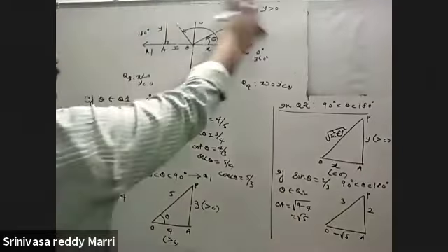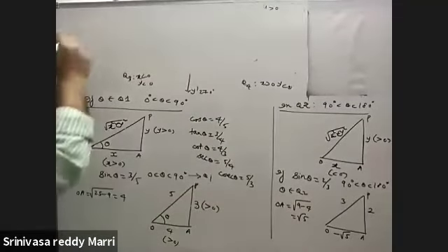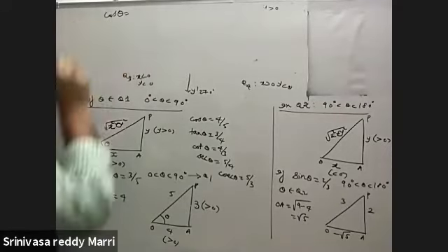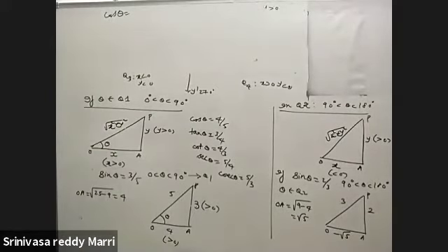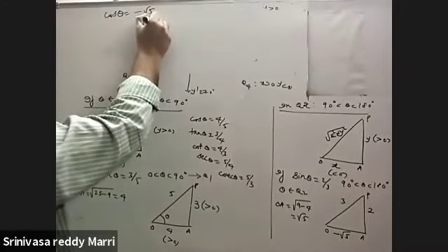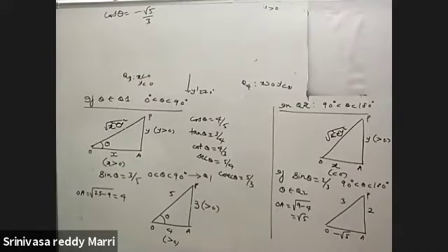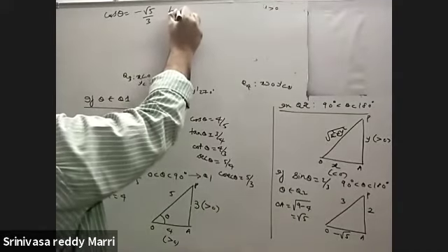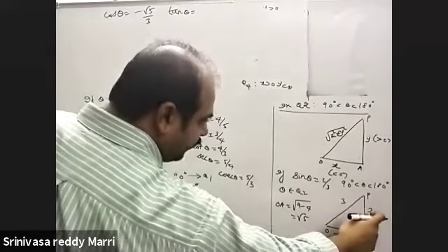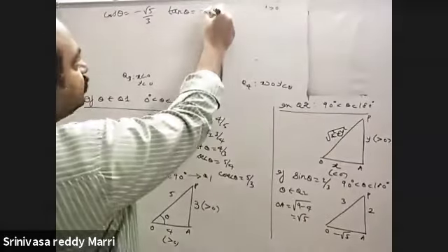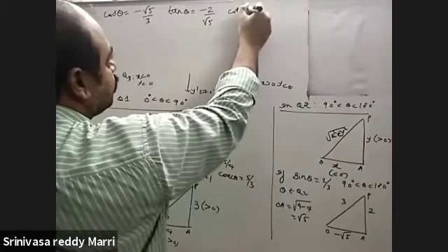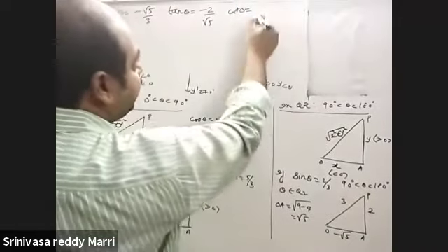Now look, sin theta is given. Cos theta: cos theta is adjacent divided by hypotenuse. In the second quadrant, cos theta is negative. Tan theta is opposite, 2, divided by minus root 5. Look at the negative. Then cot theta is minus root 5 divided by 2.